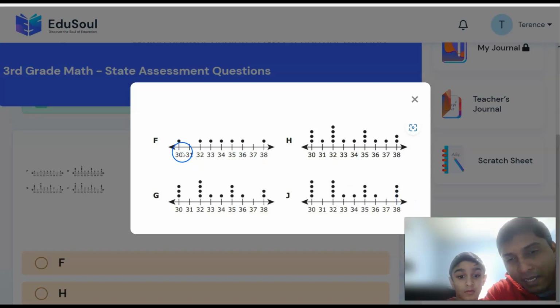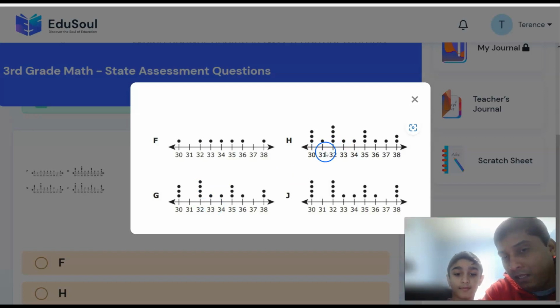We can eliminate F. And we can eliminate J. Why? Because it has 4. That's one more than what we are supposed to have. Good job. But we have H as 3 and G as 3. Now we need to look into another option, right?